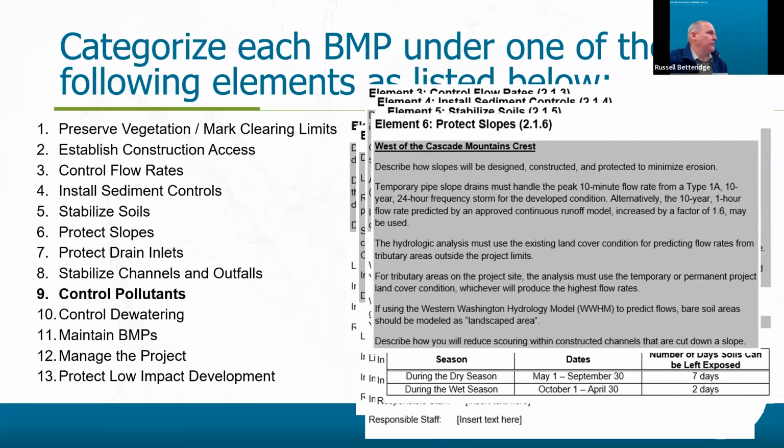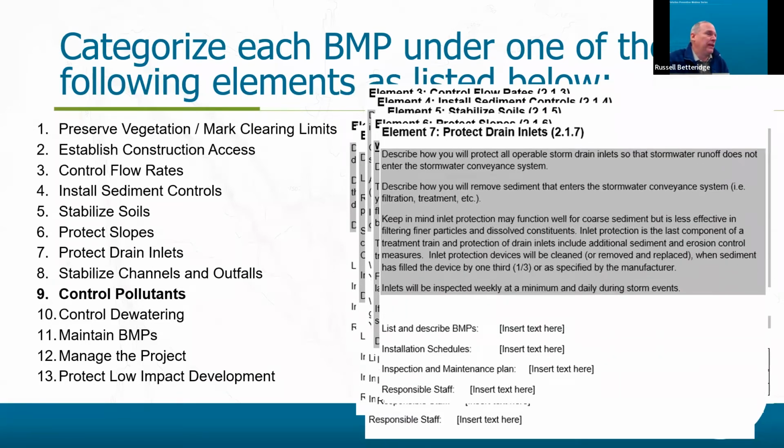All right, protecting slopes here. We just talked about that in the last, stabilizing soils, right? So they're walking you through that again because slopes are a big problem, right? So here we get into that specific 10-minute flow rate from a type 1A storm, right? That 10-year, 24-hour frequency. Your engineer has to look at that and say, how much water is going to fall on this? If Godzilla comes and stomps on our project, what are we going to do? How is it going to happen? How are we going to save downstream resources from the pollution we're creating?